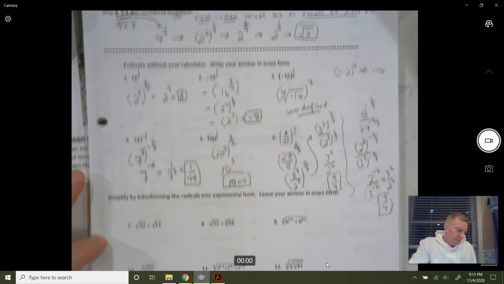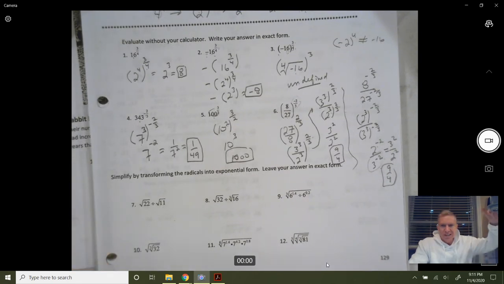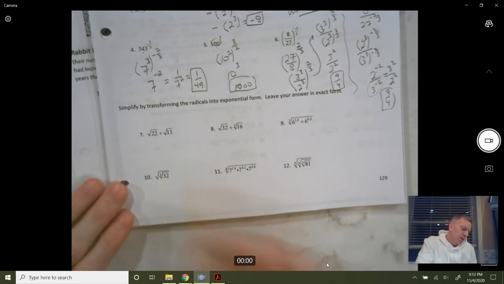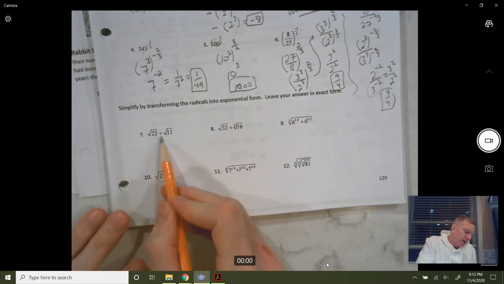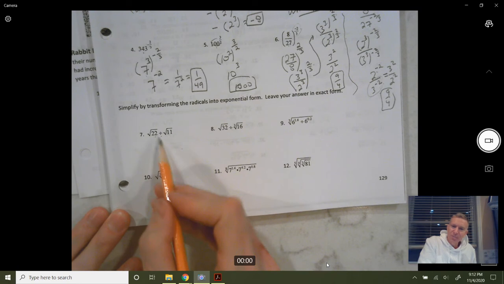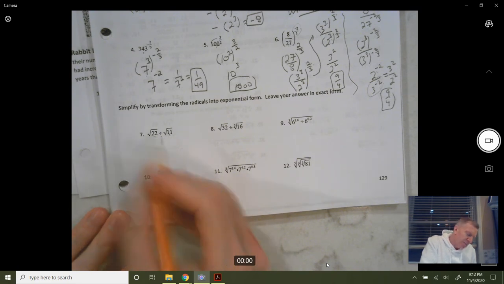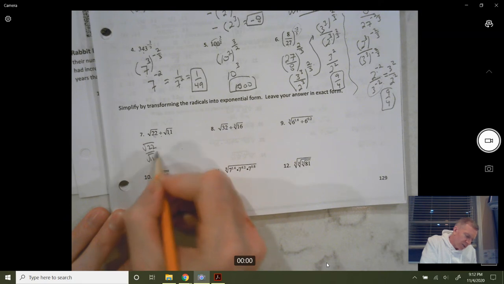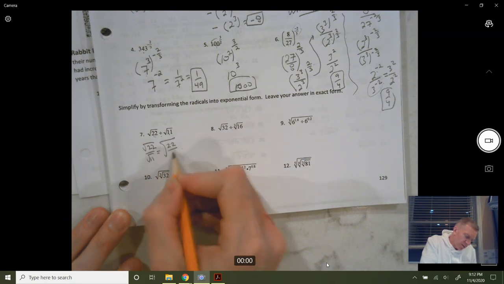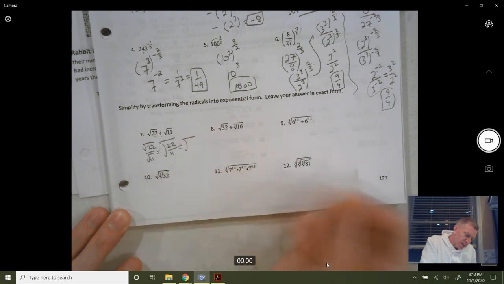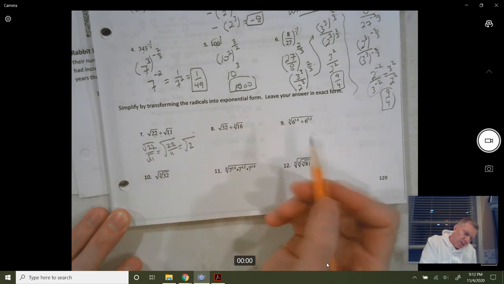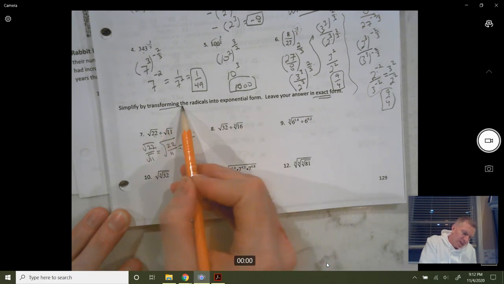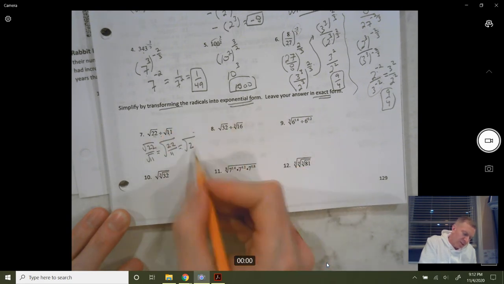Okay, let's look at these on the bottom. Simplify by transforming the radicals into exponential form. Okay, now rad 22 divided by rad 11. Since these are both square roots, I can combine them into one. I can do rad 22 over 11, which simplifies inside to rad 2. Leave it in exact form. Okay, so it says transform into exponential form. So let's turn this into exponential form.